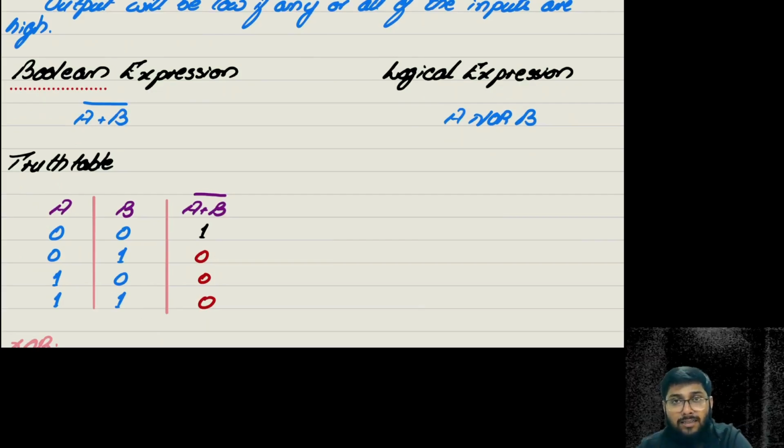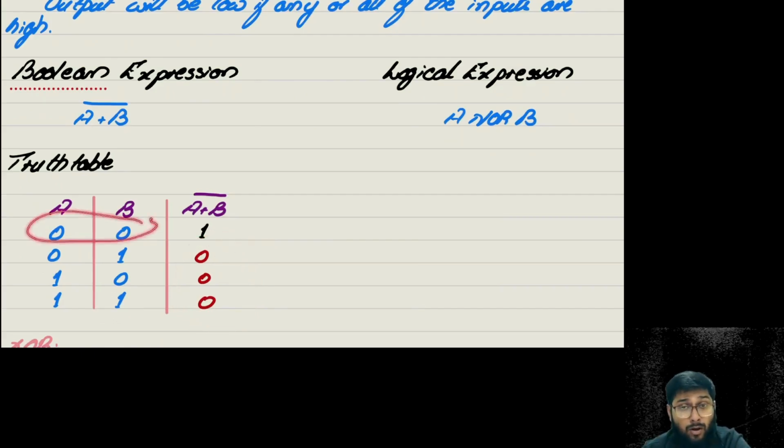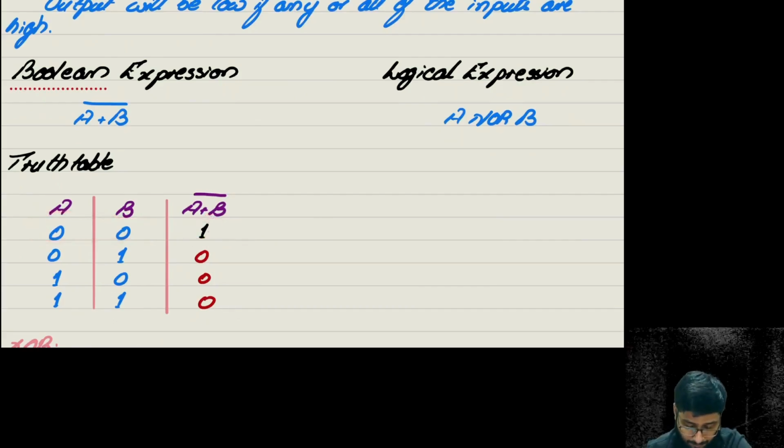For all these conditions, because they were having a 1 as an input, either of them or both of them were having 1, that's the reason they got a 0 as an output. But in the first condition both of them were low, so that's the reason we got high as an answer, or 1 as an answer.